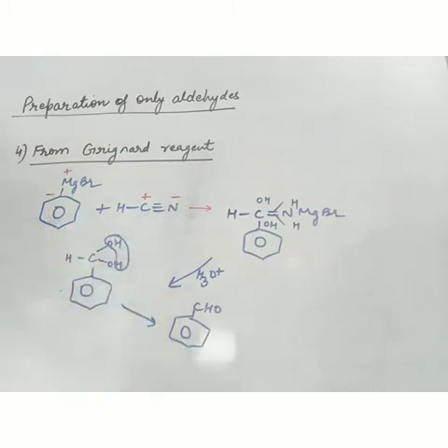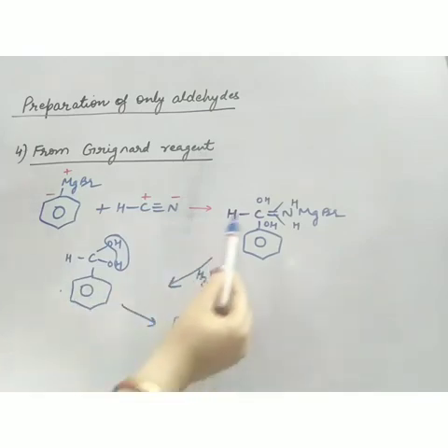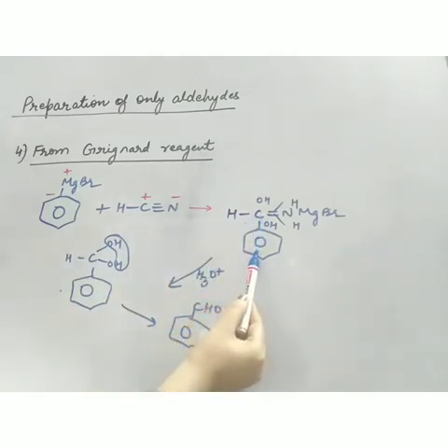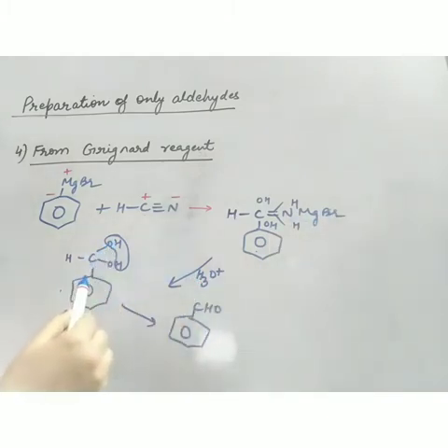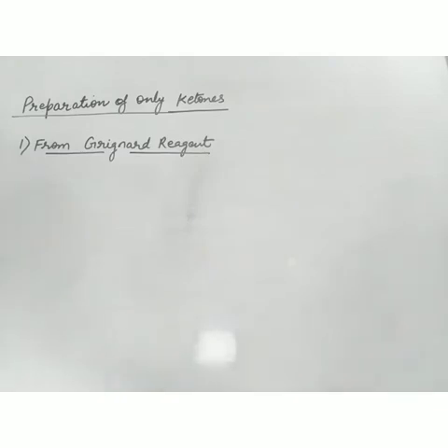HCN is common. Now again plus minus, minus plus. This is plus, this carbon is minus. This is plus, this is minus. Now addition is there. So to this carbon benzene will be attached and to this nitrogen MgBr will be attached. Hydrolysis is done. Okay, so if it is hydrolyzed, on the carbon OH will come and it is changed to benzaldehyde.